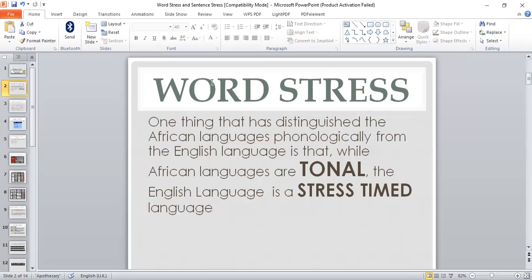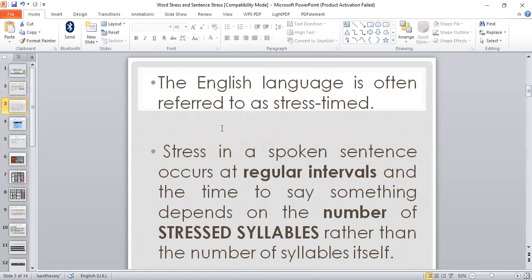And so pushing from there, what we have said is that the English language is often referred to as stress-timed. That is, when you are considering the prominence of a word in a sentence, you consider the timing of pronunciation with it. Now, stress in a spoken sentence occurs at regular intervals. That is, they are regularly timed. That is, the timing for each word, either stressed or unstressed, is at regular intervals. The transition of pronunciation from one word to another is guided by time.